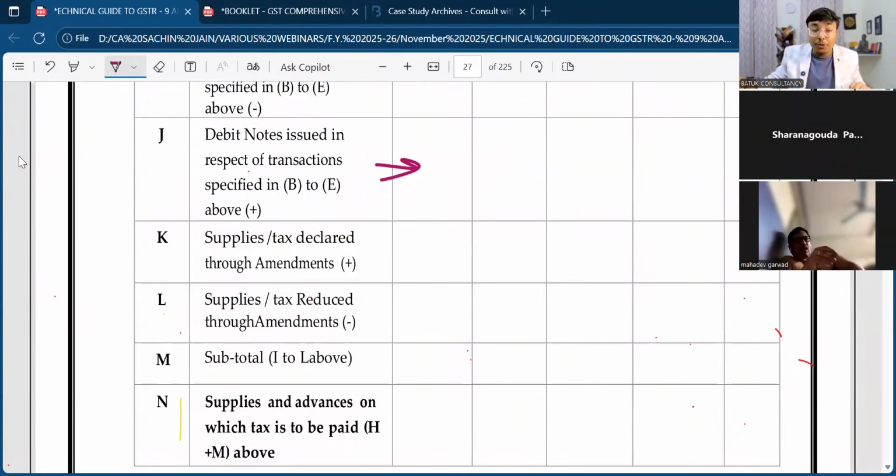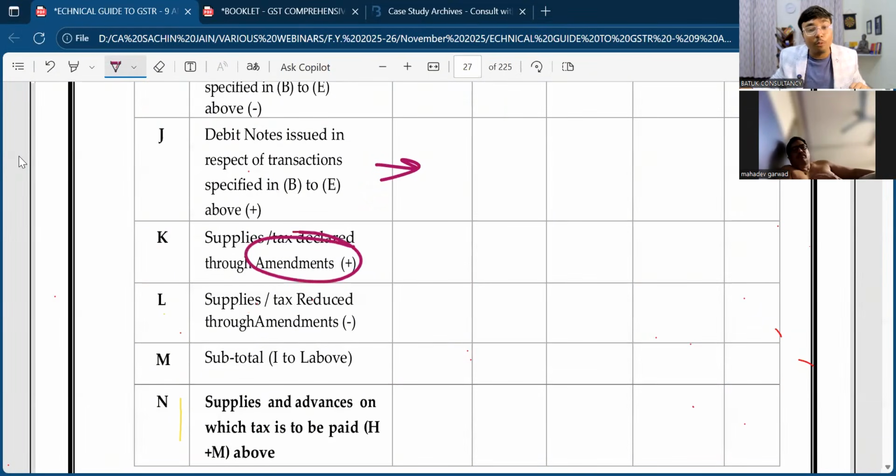Supplies or tax which is due to amendment. Suppose in your GSTR-1 return, you have filed certain amendments, and due to that, if there is any increase, the same will be there. Okay. Or due to amendment, if there is any reduction, the same will be there. We all know in the GSTR-1 return, there is an option available called amendments. We may have put in an amendment regarding the increase in invoice value, the increase in tax amount, the reduction in invoice value, the reduction in taxable value, or the reduction in tax. In that case, the same will be here, automatically auto-populated. Okay.